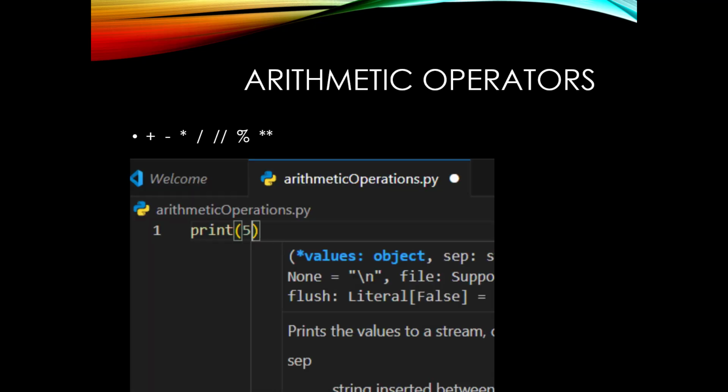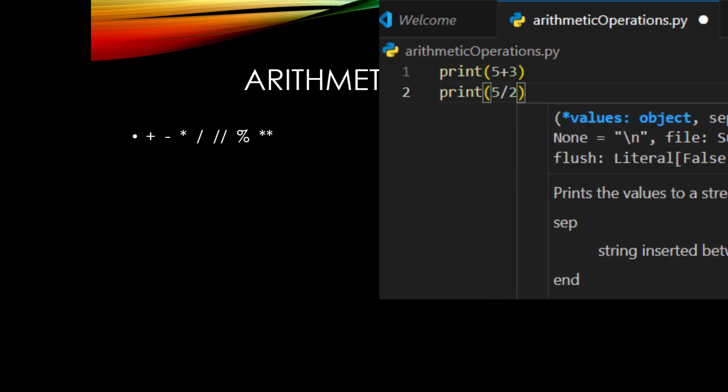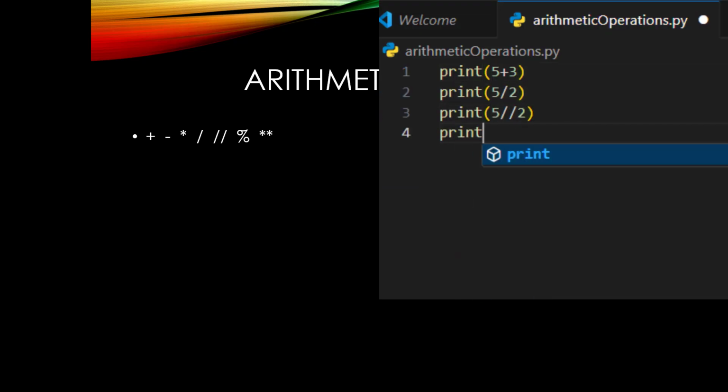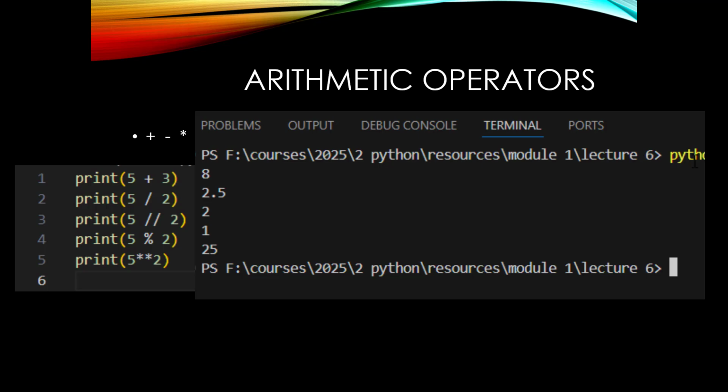Let's take a look at an example. 5 plus 3, it returns 8. But 5 double slash 2, it returns 2. Why? It gives the floor division. And 5 mod 2, it returns 1. Why? When 5 is divided by 2, the remainder is 1.